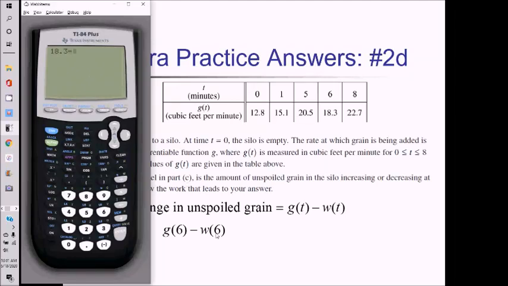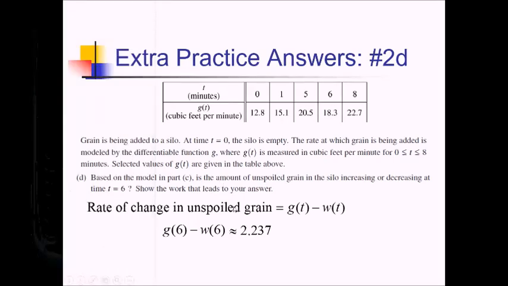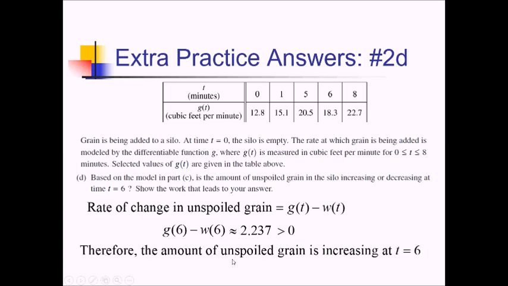I need to do w of 6. Recall on part C that I stored w as my y1 in y equals. So I'll just do alpha trace y1, open a parenthesis and plug in 6, and press enter. That comes out to 2.237, roughly. So since this is a positive quantity, this tells me that the amount of unspoiled grain is actually increasing at time 6.